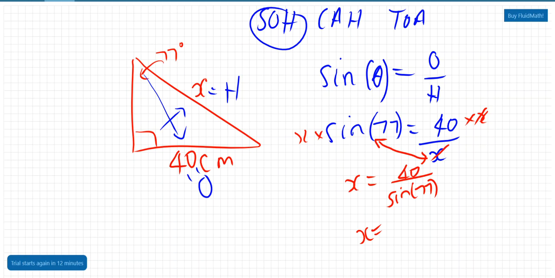So 40 divided by sine 77. And to one decimal place, we end up with 41.1 centimeters. Please don't forget your centimeters, your units, because you may lose marks.